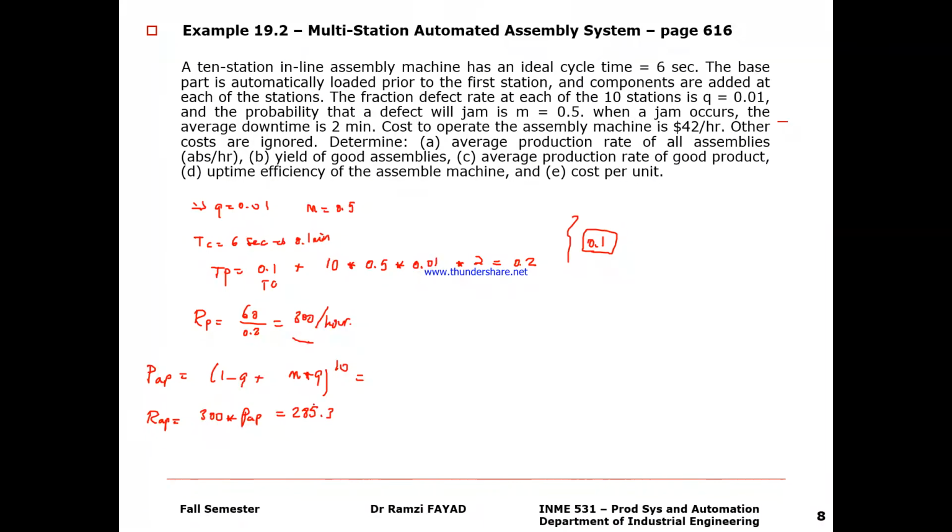The efficiency of the assembly machine, E, is TC divided by TP. 0.1 divided by 0.2 is 50%.